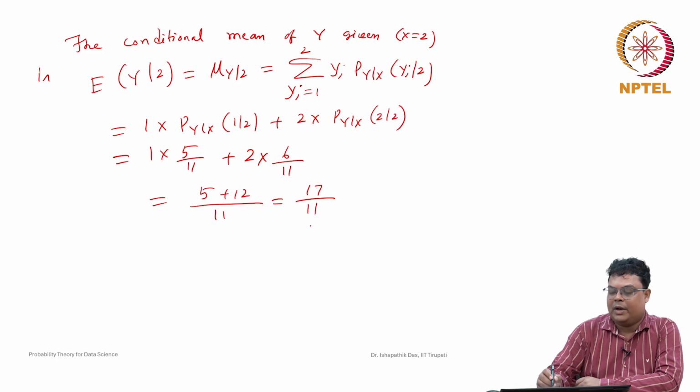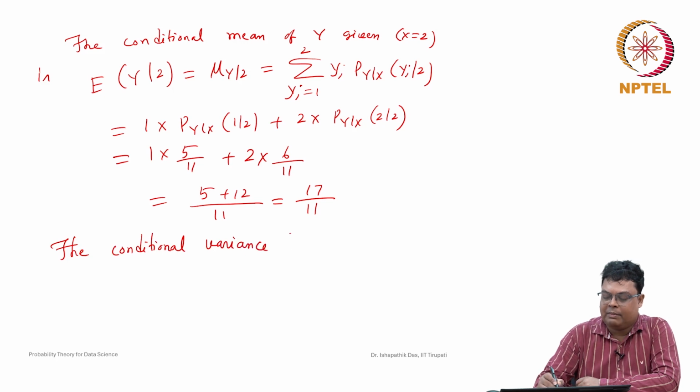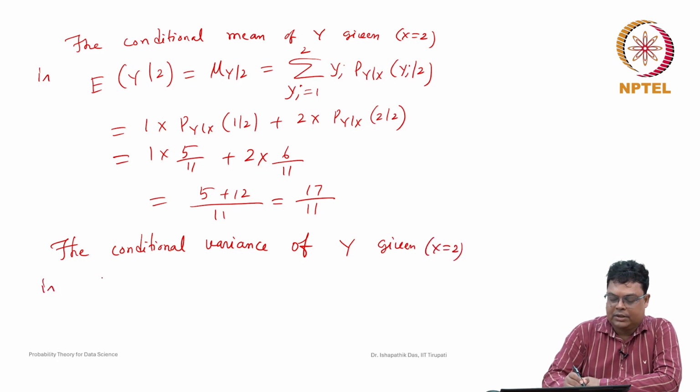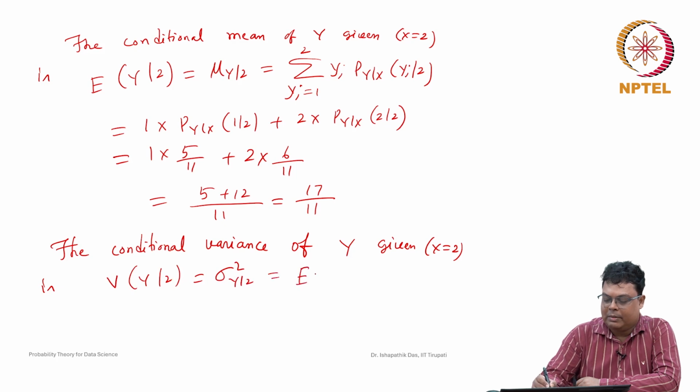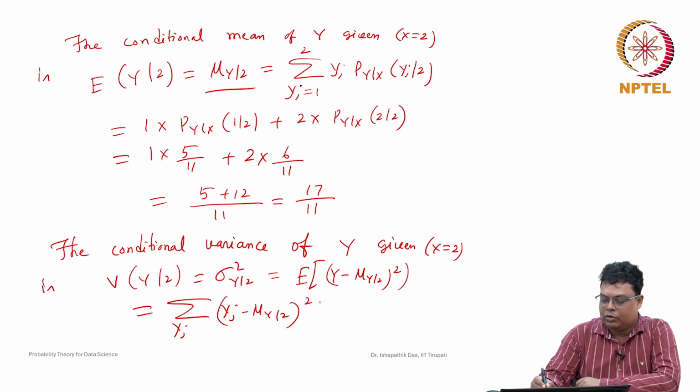Now to find the variance we will use the simplified formula. So this is the conditional mean. If you want to find the conditional variance of y given x equal to 2, by definition this is the variance of y given 2, so we say sigma square y given 2. The definition is the expected value of y minus mu y given 2, whole square, and the formula becomes the sum over all possible values of yj minus mu y given 2, whole square, times p of yj given 2.